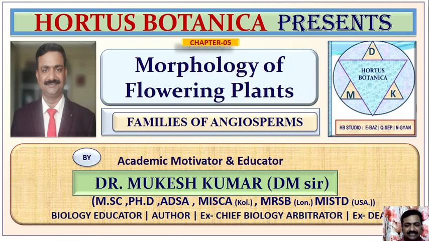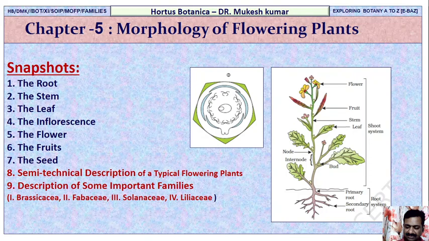Okay, so let's start. This is the last topic, right? We'll discuss first the semi-technical description of flowering plants, then the description of some families. Here we have to study four families. You all know them: Brassicaceae, Fabaceae, Solanaceae, and Liliaceae, right?